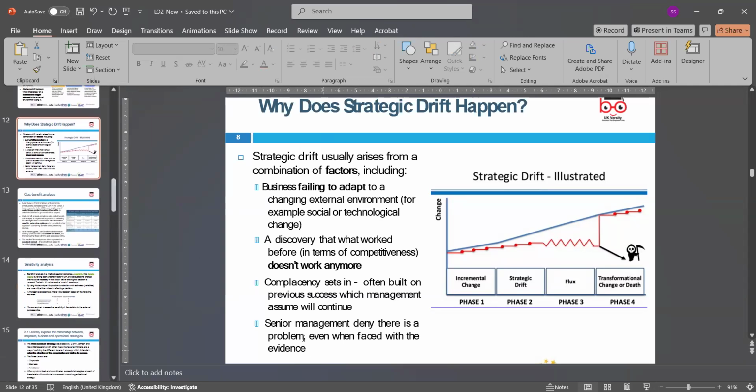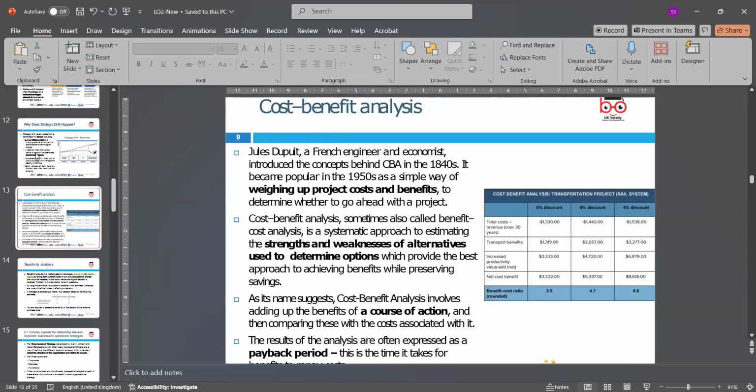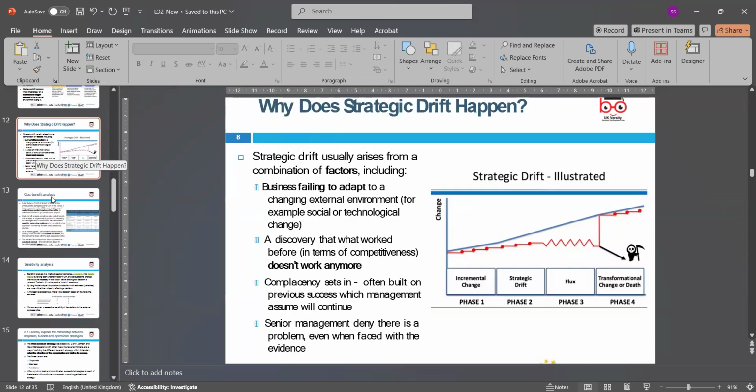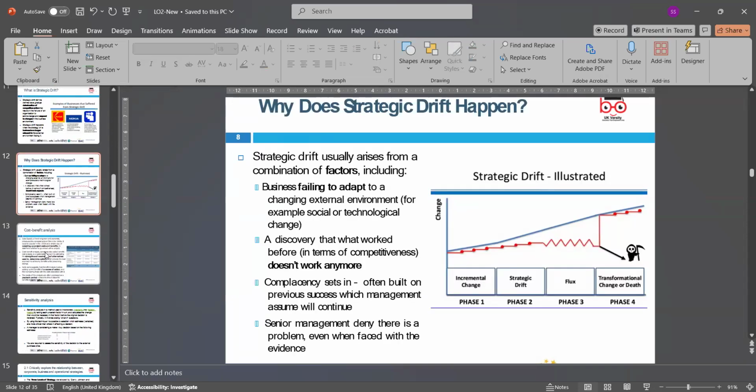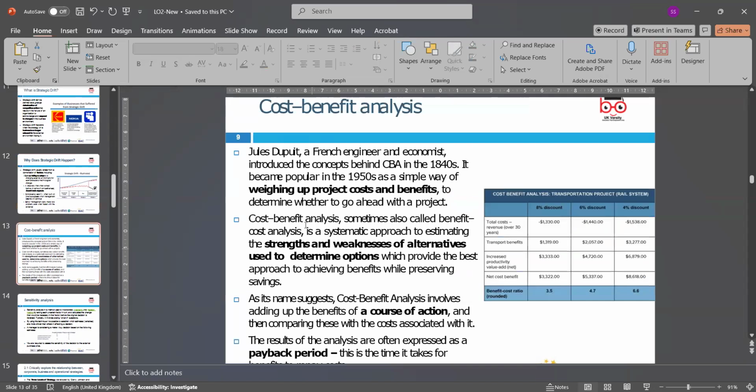So what happens at the later stage, that problem becomes much bigger. You are very late to respond to those changes. So in that response, this strategic drift happens. And what happens? You lose your competitive advantage and you are either losing the profit, market share, or in worse scenario cases, you have to close down your businesses.